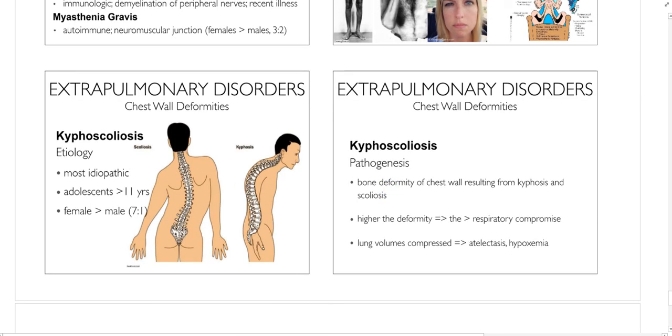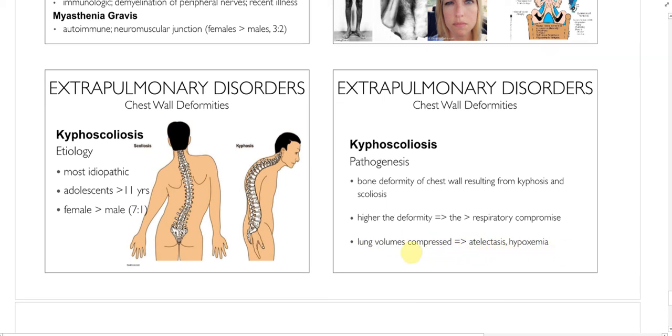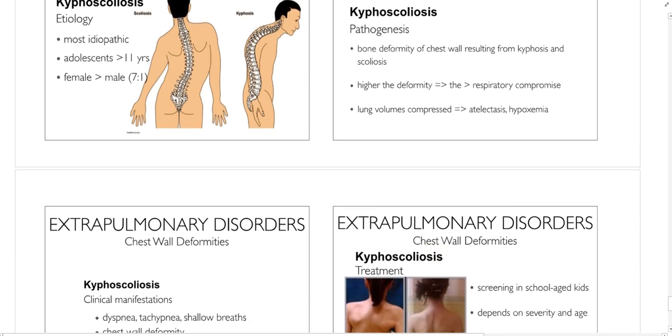And then we could have actual chest wall deformities, like I said, scoliosis, kyphosis, lordosis. If they're severe, then they can lead to significant impacts on a person's ability to expand the chest wall. I guess females are affected more often than males. I didn't remember that. So if the lung volumes are compressed, it can lead to atelectasis and hypoxemia. The more the deformity, the more the respiratory compromise.